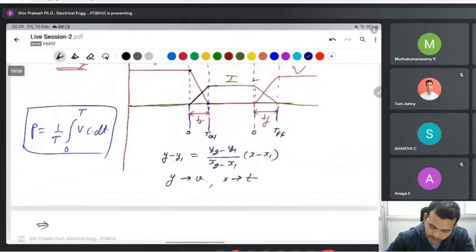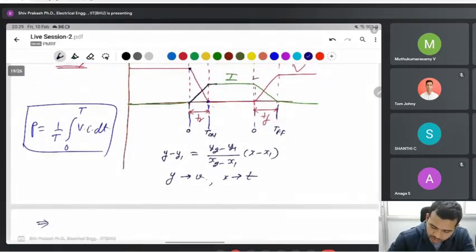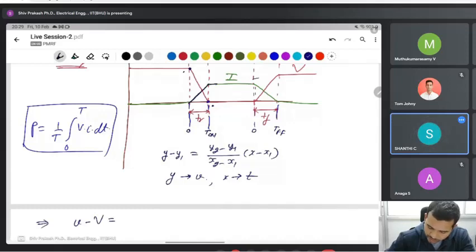In this waveform, you can calculate from 0. This one is the y2 value, this one is y1. Then y minus y1 is V, and y2 is 0, minus y1 is V, divided by x2, which is T on minus 0, into x minus x1. Here x is t, and x1 is 0.